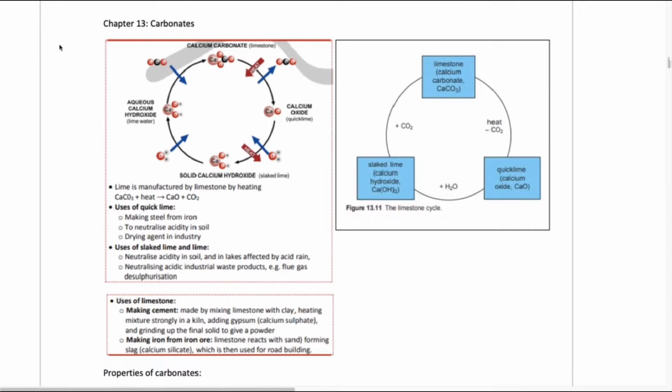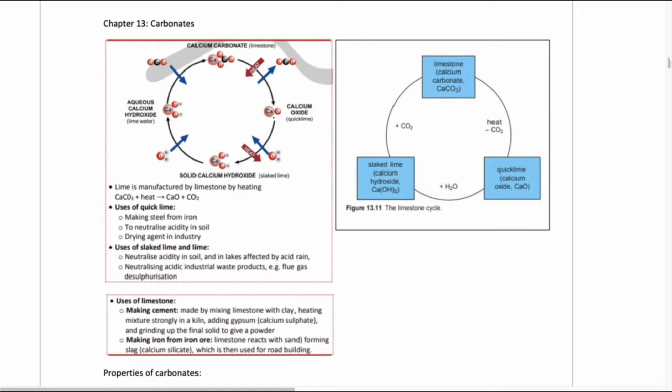Okay, so chapter 13, carbonates. First of all, you can see our example, calcium carbonate. This is famous because you can get calcium carbonate from the cave. So we call that limestone in general. You can see the chemical structure of calcium carbonate: calcium, and then carbonate is carbon with 3 oxygen.